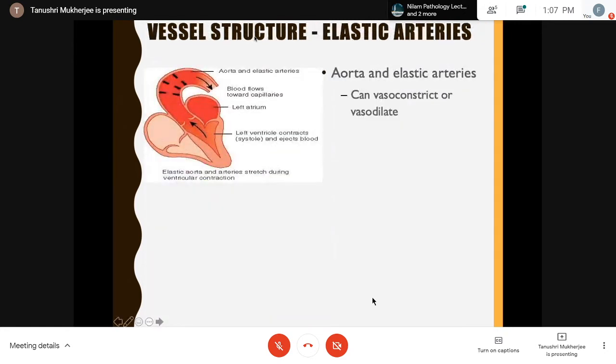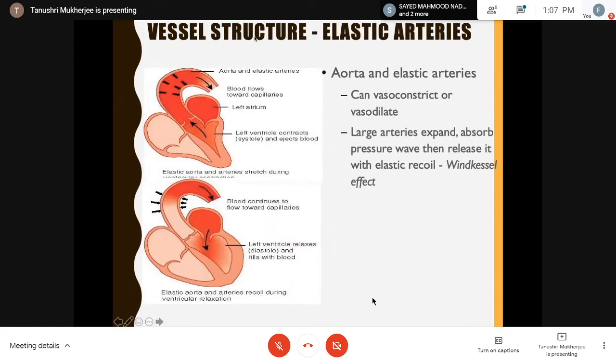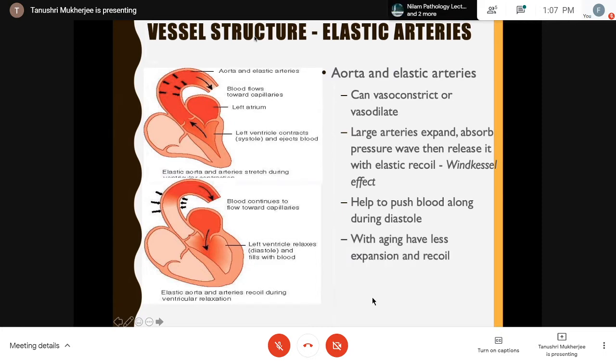So the aorta and the elastic arteries can vasoconstrict or vasodilate. The large arteries expand, absorb the pressure wave, then release it with elastic recoil, which is called the windkessel effect. And as we see, this is important in regulation of the pulse pressure and the blood pressure, and helps to push the blood along during diastole. With aging, less expansion and recoil is there.